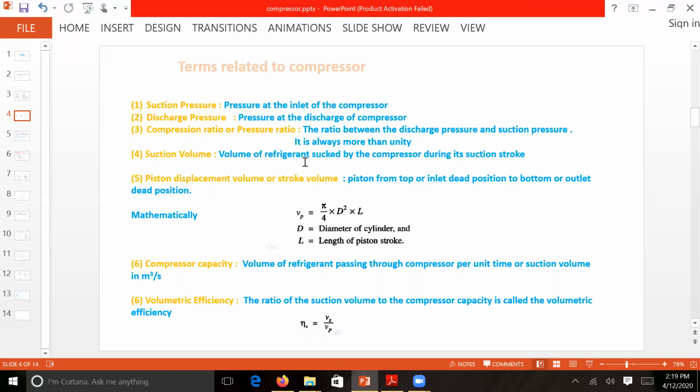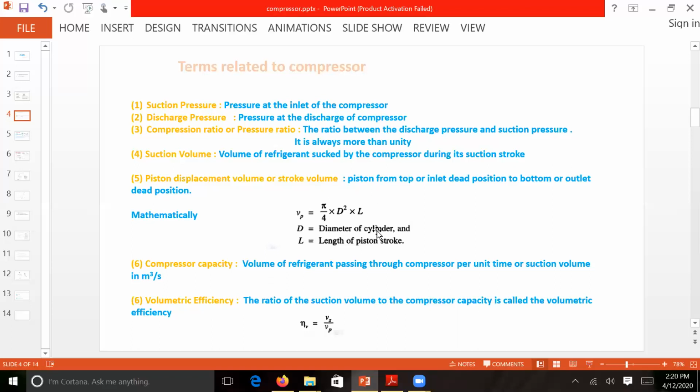Suction volume is the volume of refrigerant sucked by the compressor during the suction stroke. Piston displacement or stroke volume: in a reciprocating compressor, there is a piston which reciprocates to and fro, like in an IC engine, so it is similar to the compression stroke of the IC engine. In that case, what is the volume of the stroke of the piston? That is the volume covered by the stroke of the piston, called the stroke volume. Mathematically, it is like the volume of a cylinder: pi by 4 d square is the area, into length is the volume.